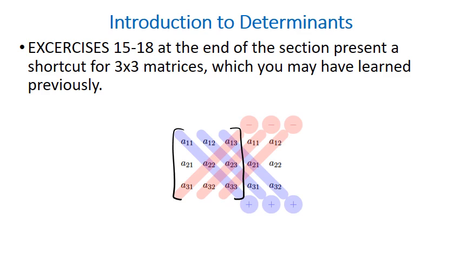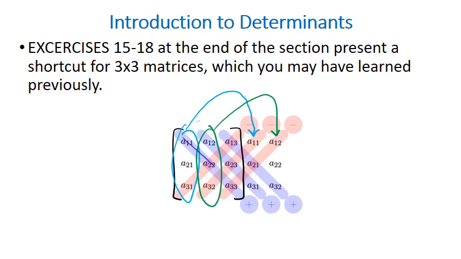And what you'll do is you will just take this first column and rewrite it here. And you'll take the second column and rewrite it here. And then you'll take the diagonals from left to right, you take the product and you add them. And then the diagonals from lower left to right, you find the products of those and you subtract them.